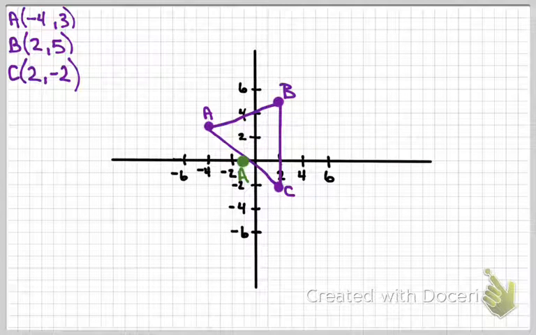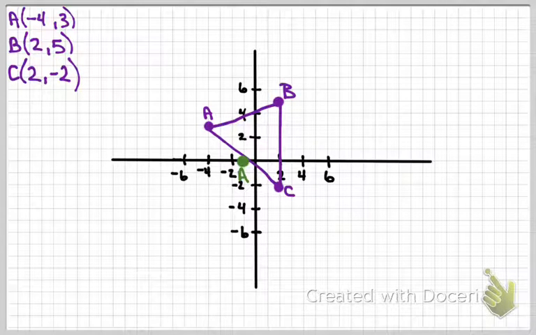Now, again, to make it a true translation, each point has to move in the same direction and the same distance. So if I move point A right 3, down 3, guess what I'm going to do to point B? Right 3, down 3. Do it. Move point B now and move point C.